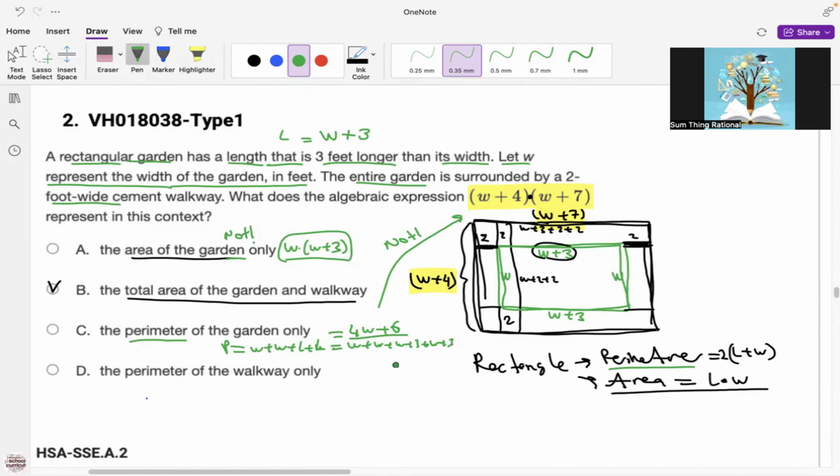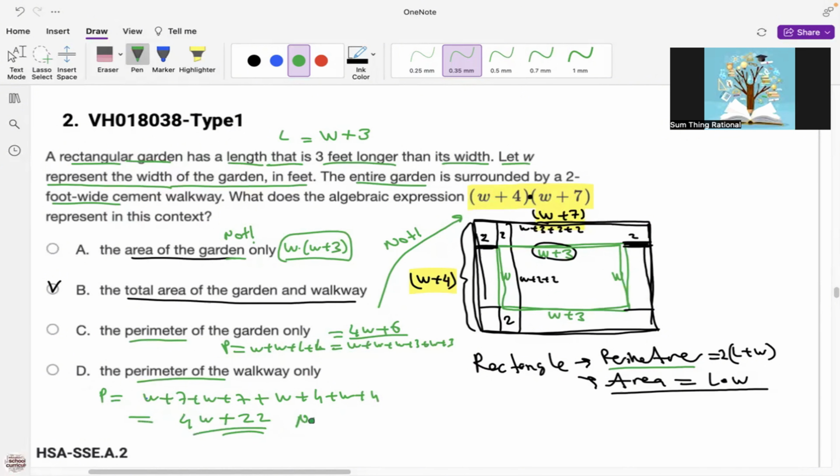What about the perimeter of the walkway only? The walkway is a big figure. The length is W plus 7, and we have twice W plus 7. Let's say the perimeter of the garden and the walkway together: the width is W plus 4 and W plus 4. Since it is bigger but still a perimeter, all the W's are 4W. 7 plus 7 is 14, 4 plus 4 is 8, and 14 plus 8 is 22. This is the perimeter of the walkway.